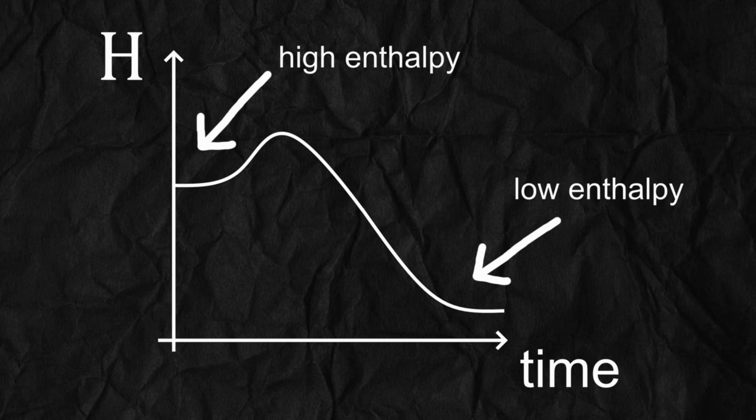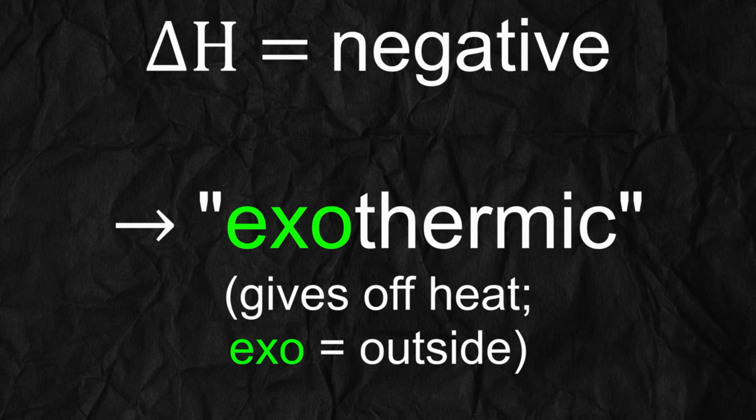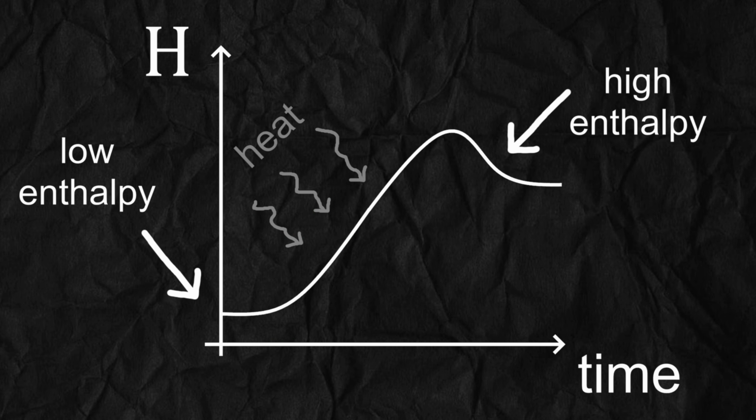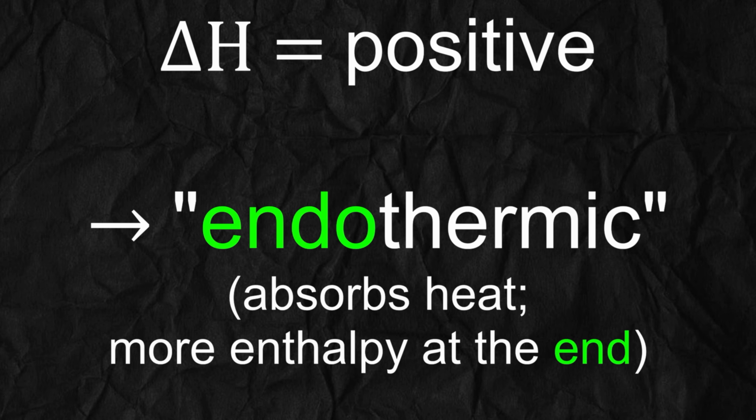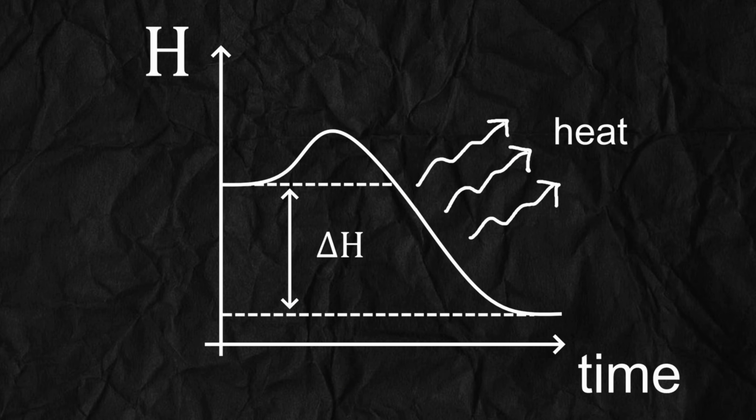If the total enthalpy of a reaction is lower at the end than at the beginning, heat was given off to the surroundings, which is an exothermic reaction. If it's the other way around, a reaction is endothermic. It's easy to see how exothermic reactions can be spontaneous.